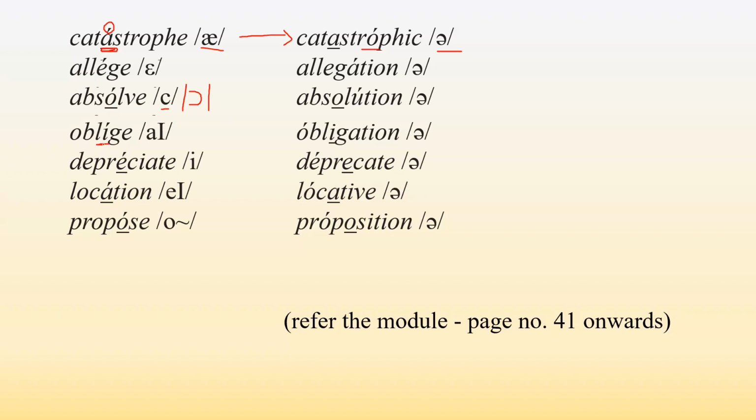Oblige, you can find the diphthong I is there, but when we change it into a noun, obligation, the schwa is there. And depreciate, the sound is replaced by a schwa in this word, deprecate. And location, the diphthong is replaced by a schwa in locative. Location, locative in the adjectival form. And propose, the O sound, this is the symbol, of course, which you can use to understand the sound here. Propose changes to proposition, not proposition, right? Proposition. So O changes to schwa.